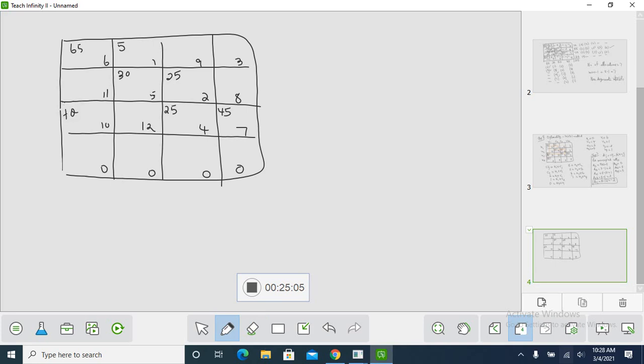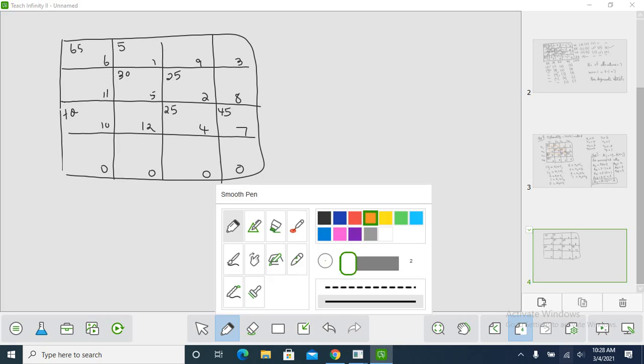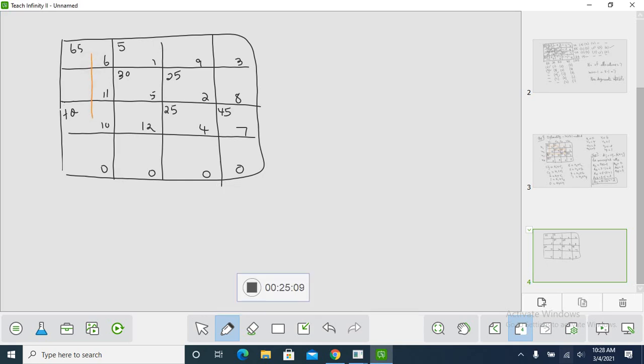So where was my loop? My looping went like this. It came to this 5. It came to this 30. It came to this 25. And then finally my loop closed here. Now what were my allocations? My allocations were 65, 5, 30, 25, 25, 45, and then theta.